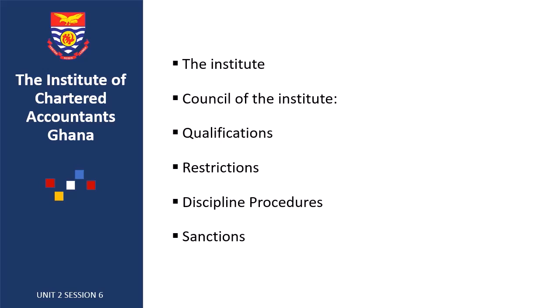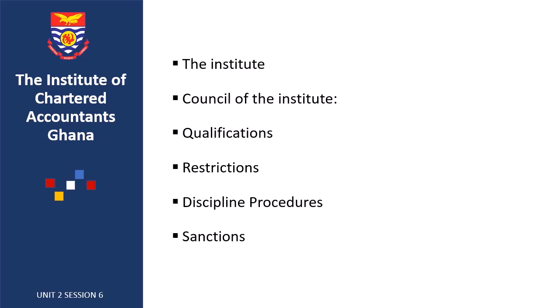Then we have qualification. Now, before you become a member of this institute, you need to qualify. So there is the educational program set in place for you to pass your exams and qualify to be a member of this institute. Then we have restrictions. Now, the institute provides some sort of restrictions on how auditors or members are to conduct themselves. For the professional accountant, what is expected of you to do and what is not expected of you to do.